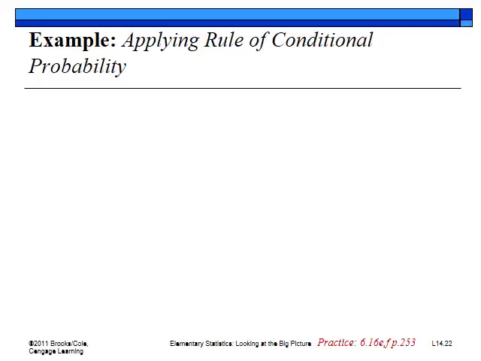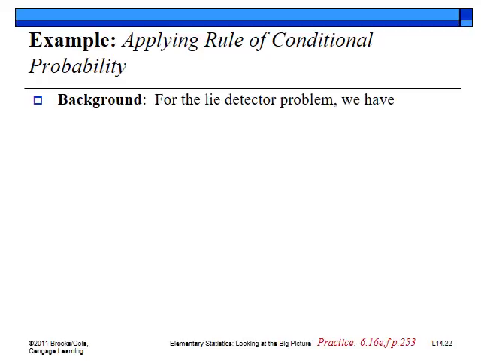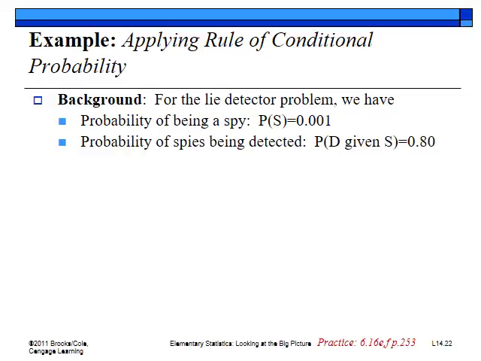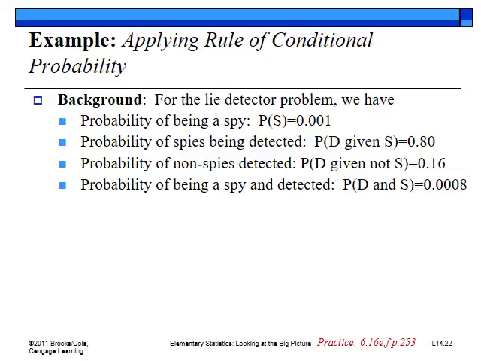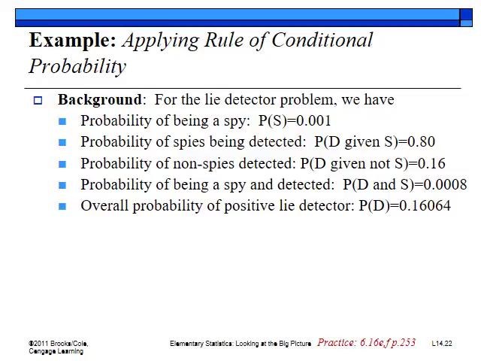Let's see an example of that rule in action. Here we're looking at the lie detectors again. Let's say that the probability of being a spy is 0.001. The probability of a spy being correctly detected is 0.8. The probability of a non-spy being incorrectly detected is 0.16. The probability of being a spy and being detected is 0.0008. The overall probability of a positive lie detector test is 0.16064.